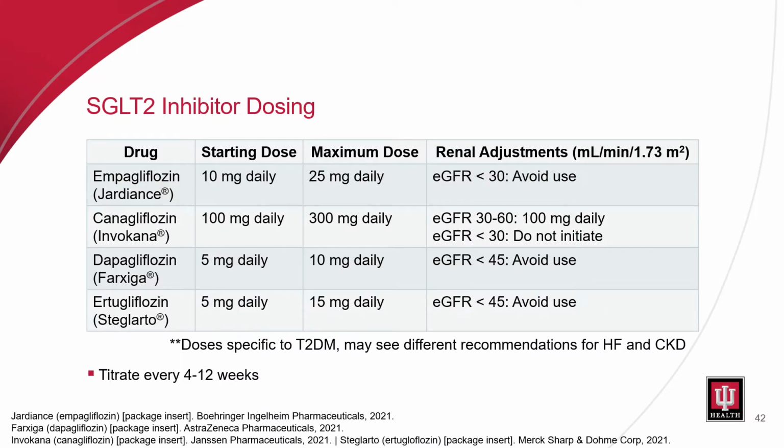SGLT2 inhibitor dosing is shown on the screen. So these doses are started at a lower dose, and they're titrated every 4 to 12 weeks to the maximum dose as long as the patient needs it based on their blood glucose value, and it's tolerated without any side effects. I do like to point out again that these doses, especially those renal dose adjustments, are specific for type 2 diabetes, and you may see different recommendations for an eGFR cutoff for heart failure and chronic kidney disease patients.